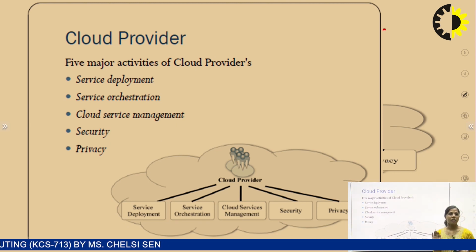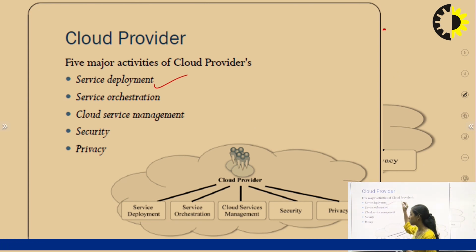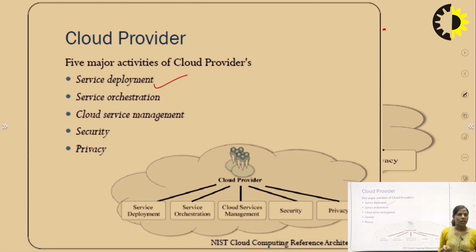In the NIST reference architecture, it provides the major roles: service deployment and service orchestration. Orchestration means the management of the different services, like the resource layers, the physical and abstraction layers. These are the orchestrations provided by the cloud provider. Then we have cloud service management, and security and privacy. In the first diagram, we have seen these are the different components of the cloud provider itself. So this is how NIST gave the different components and sub-components of the cloud.